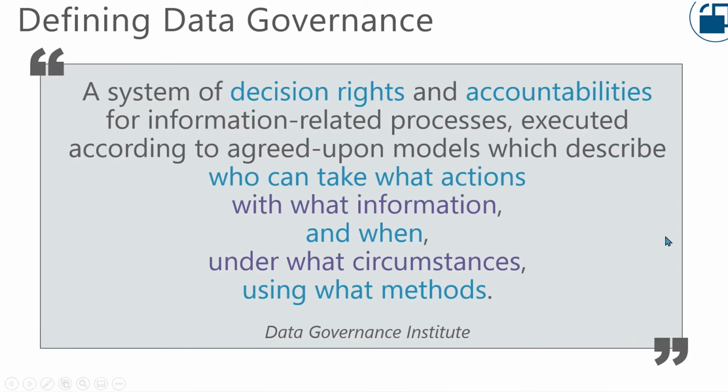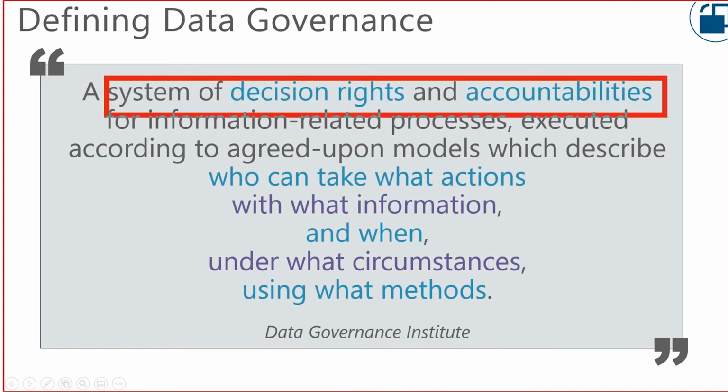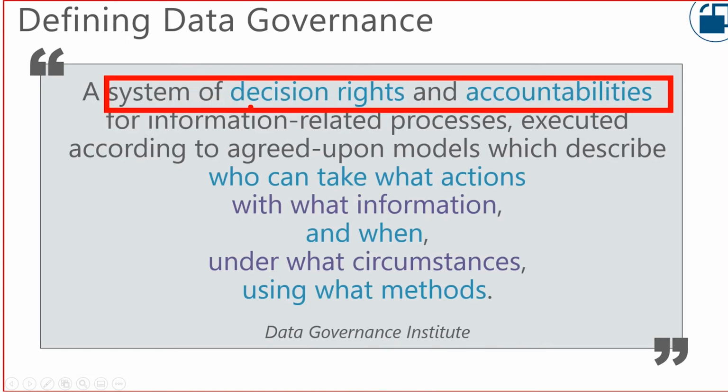If we backtrack for a second, there's a whole bunch of definitions out there about what the heck governance is, because I just gave you three aspects. Let's backtrack a second to a little bit more of a textbook definition. We're saying that it's a system of decision rights and accountabilities. So who can do what actions with what information, when, under what circumstances, and using what methods.